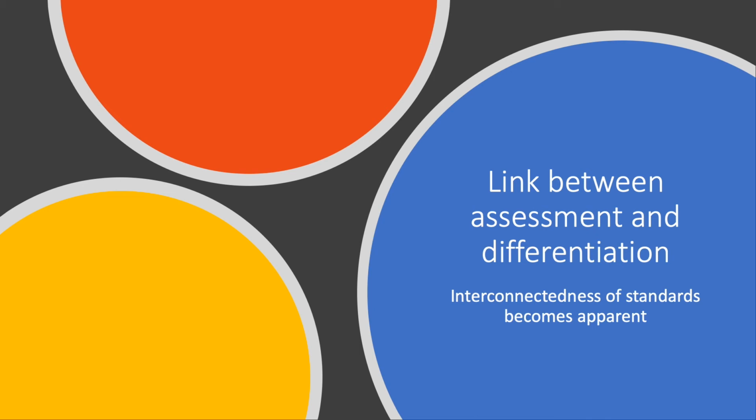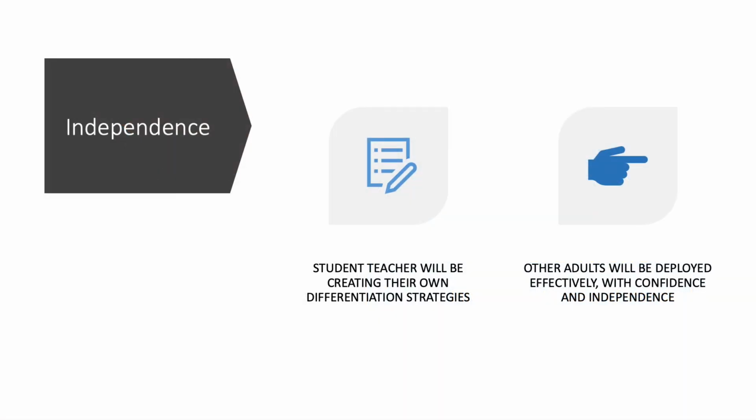They may, and we notice the jump from aware to capable here, have created new differentiation strategies that they have independently developed based on their increasing knowledge of the pupils. And they won't entirely be relying on strategies or approaches that have been given to them by the mentor. And this is borne out again, and triangulated, by the judgments that the mentor makes later on.